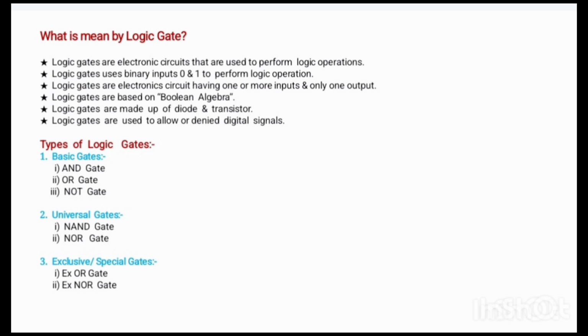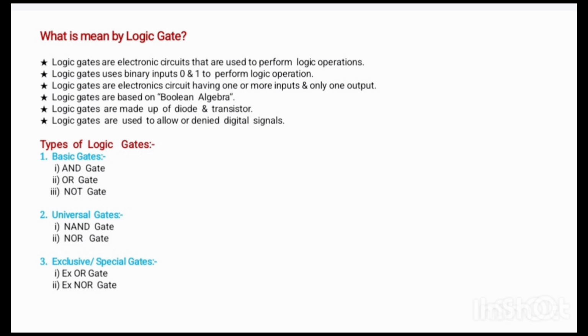Then, what are the main types of logic gates? There are three main types of logic gates. First one is basic gate, second universal gate, and third exclusive or special gate. So first, basic gates. Basic gates are again divided into three types: AND gate, OR gate and NOT gate. Why are these three gates called basic gates? Because AND, OR and NOT perform basic arithmetic operations like multiplication, addition and inversion. That's why these three gates are called basic gates.